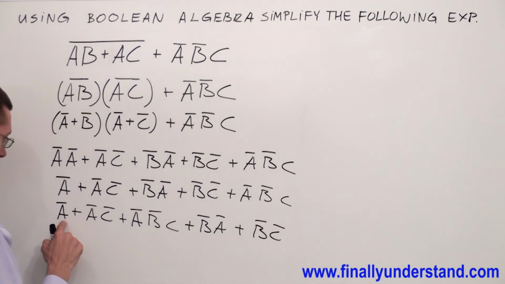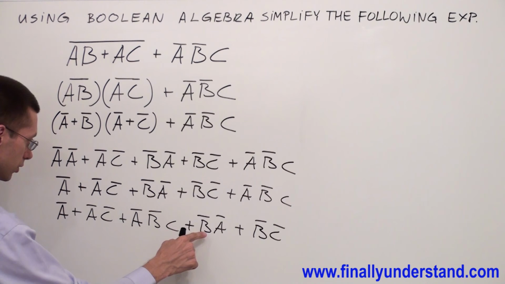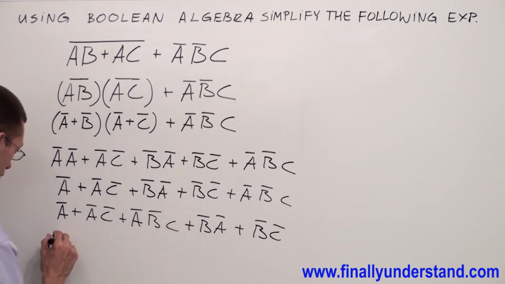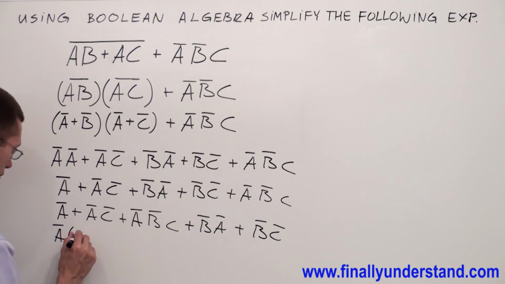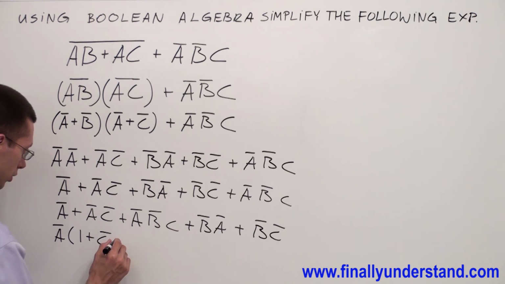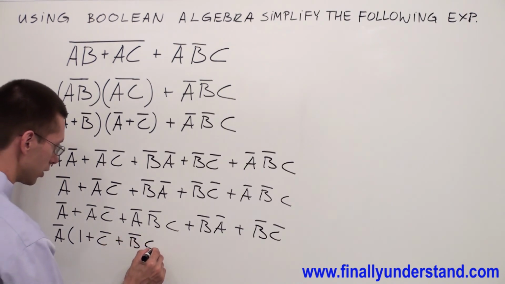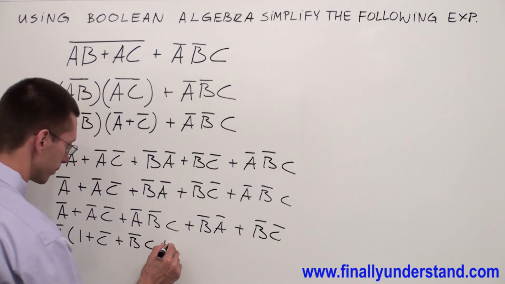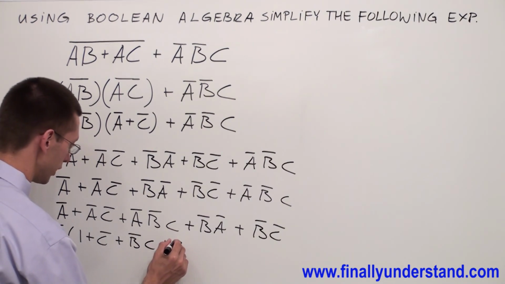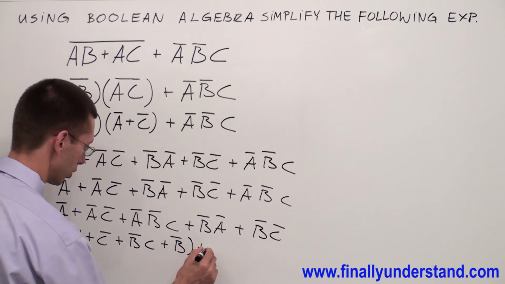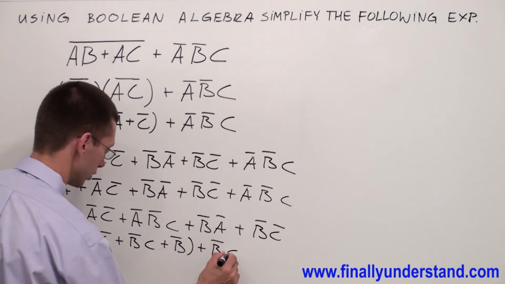I'm going to factorize A naught from all these four terms. So I'm going to have A naught, and inside of the parentheses I'm going to have 1 or C naught or B naught C or B naught or B naught C naught.